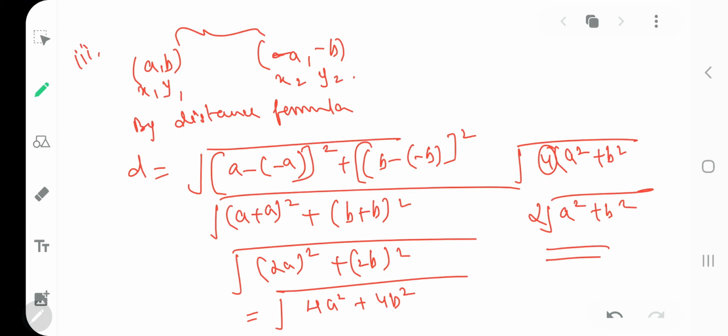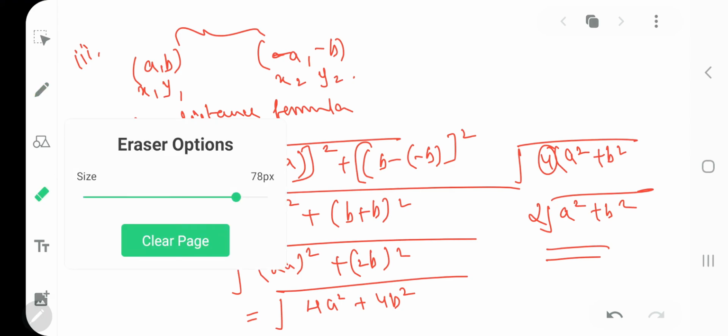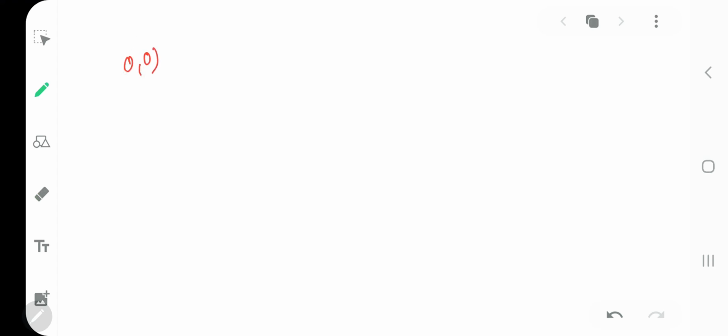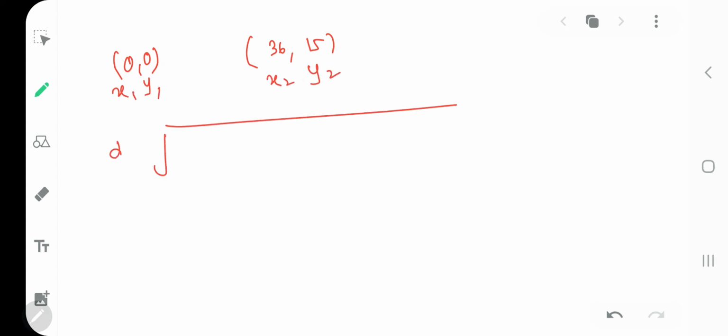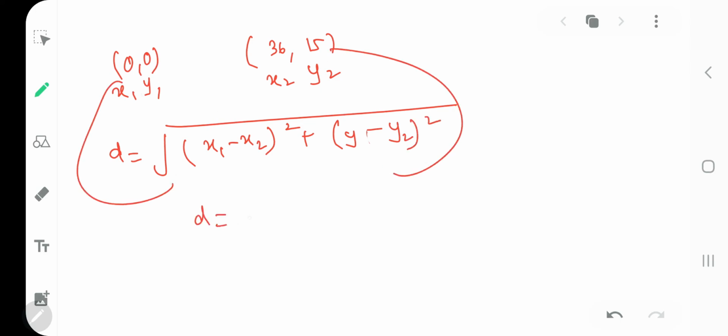Next you have to find the distance between points 0, 0 and 36, 15. So it is the same. Always remember 2 points are given to you. One point is 0, 0. Another point is 36, 15. This is your x1, this is your y1, this is your x2, this is your y2. And your formula for distance you know very well: x1 minus x2 the whole square plus y1 minus y2 the whole square. You have to put in everything and get the distance. That's your problem number 2. Will that be easy for you to do?